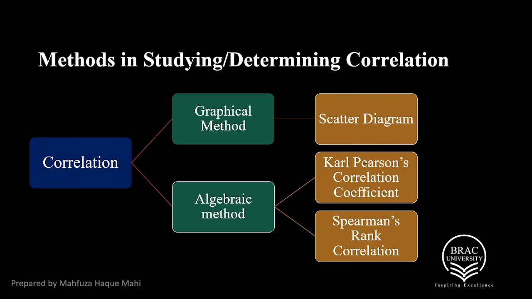There are two types of methods for studying correlation. One is graphical method and the another one is algebraic method. There are many graphical methods of determining correlation, but amongst all graphical methods, scatter diagram is the most widely used graphical method of determining correlation. On the other hand, Pearson's correlation coefficient and Spearman rank correlation are the most common algebraic methods for determining correlation. We are going to learn these three methods of determining correlation.